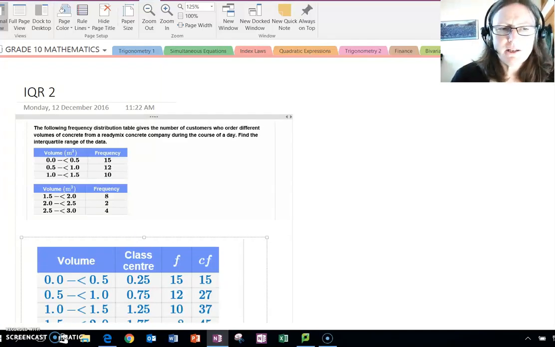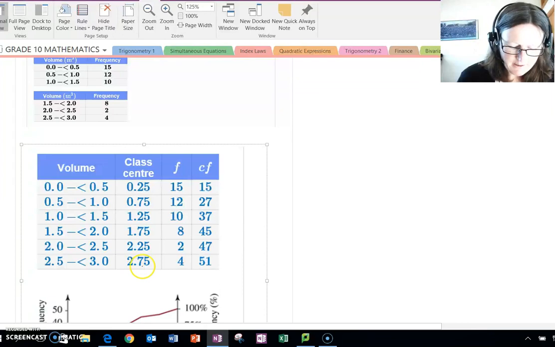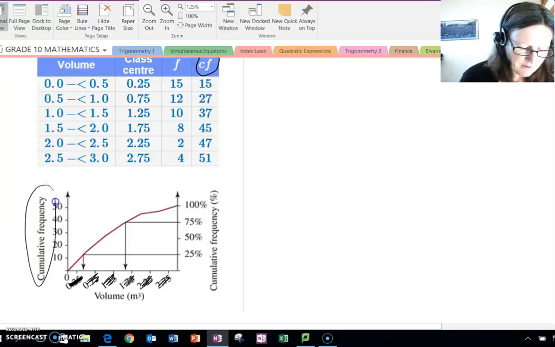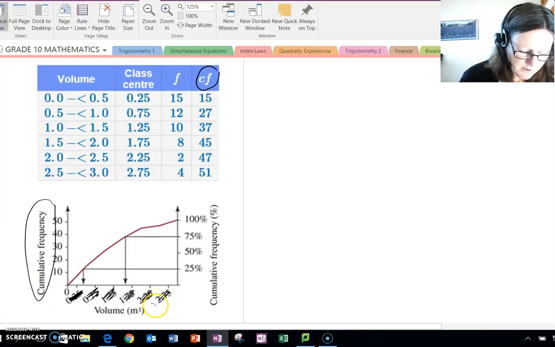Okay, let's look at finding the interquartile range from grouped data. Hopefully you remember from grouped data that to find the median, we added a CF column. We then had to do an ogive. We put our CF here and we put our scores down the bottom.